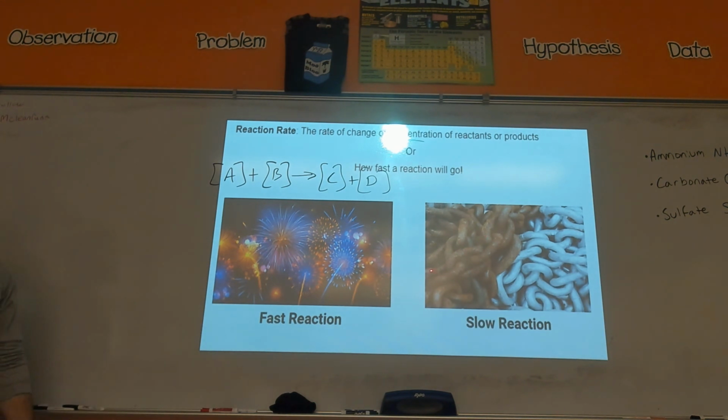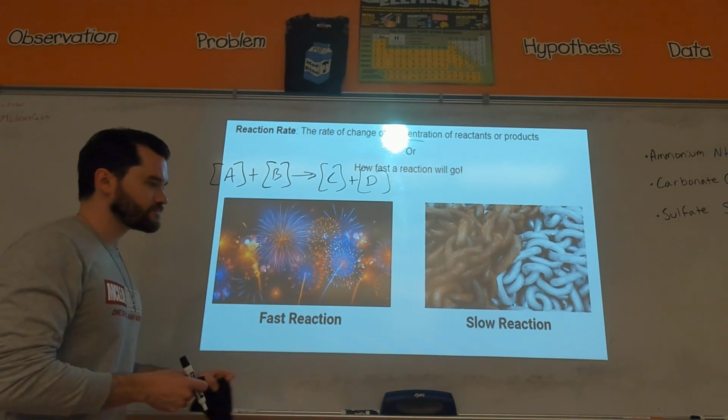A slow reaction would be like rust. The formation of rust is a chemical reaction, just like this would be here. But the rate that you make the product, rust, just happens at a much slower rate than the rate that you see in fireworks.